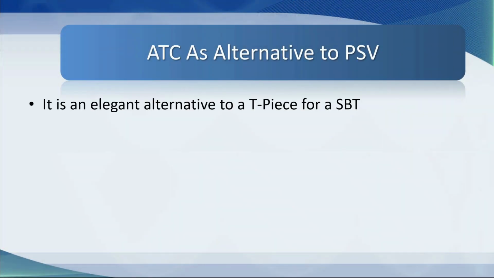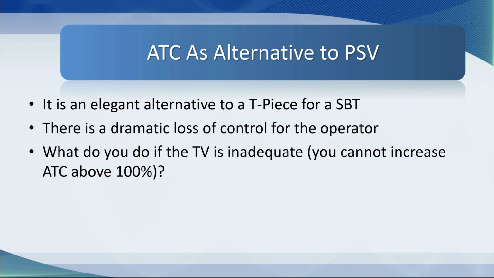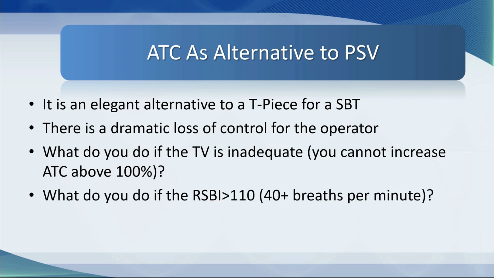So as an alternative to pressure support, it would seem to me for a patient who is weaning from the ventilator that it's a pretty elegant alternative to T-piece for a spontaneous breathing trial. There's a dramatic loss of control for the operator, and there's always a bit of a question about what you do if the tidal volume is inadequate, because you cannot increase the automatic tube compensation over 100%, so you need to go back on to pressure support. And what do you do if the rapid shallow breathing index is more than 110?